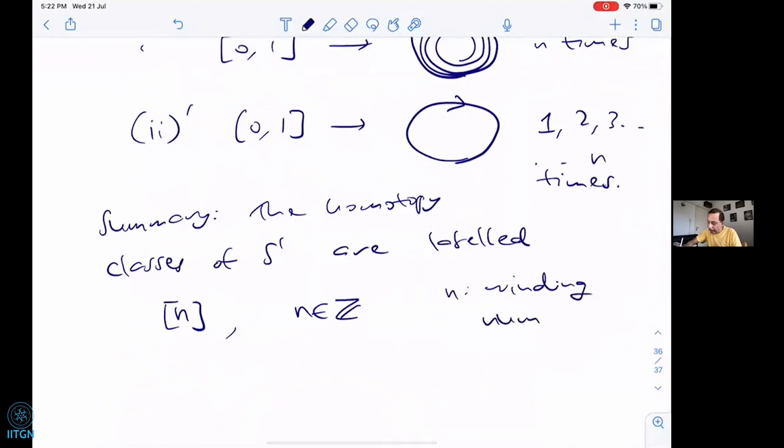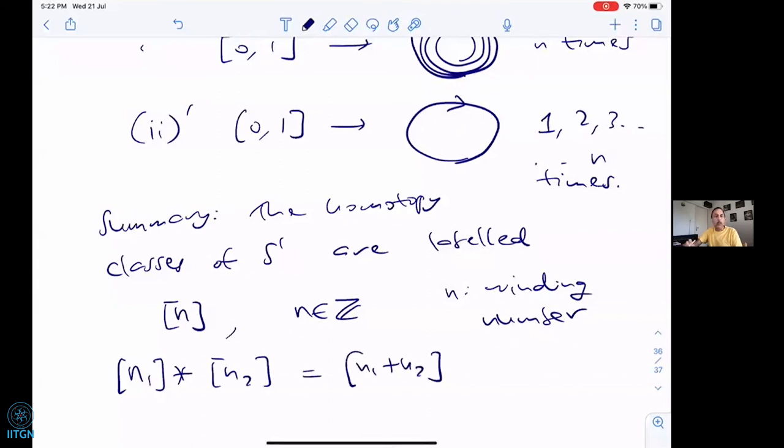N is called the winding number, and the n1 class star n2 class is nothing but n1 plus n2, from which I see that in this example and only this example, the multiplication of loops is abelian. That means the order is irrelevant. If I first multiply the map winding twice with the map winding three times, or the other way around, I get the same final class.